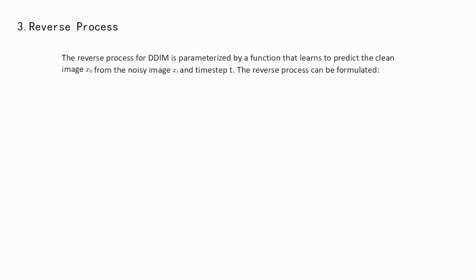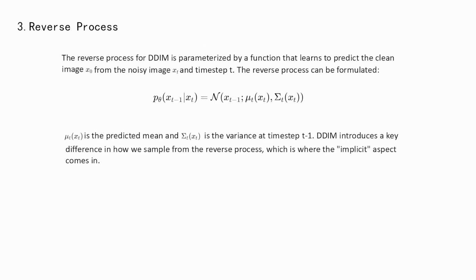The reverse process can be formulated as follows, where mu is the predicted mean, and sigma is the variance at time step t-1. DDIM introduces a key difference in how we sample from the reverse process, which is where the implicit aspect comes in. Sampling process.